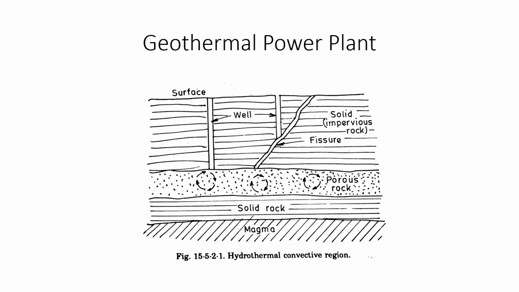See, this is the magma, this is solid rock. Here we have the porous rock, and we have the surface, that is the outer earth surface. Here we have the well. We have bored the well. These two are the wells, and this is a salt impervious rock. This is a fissure.